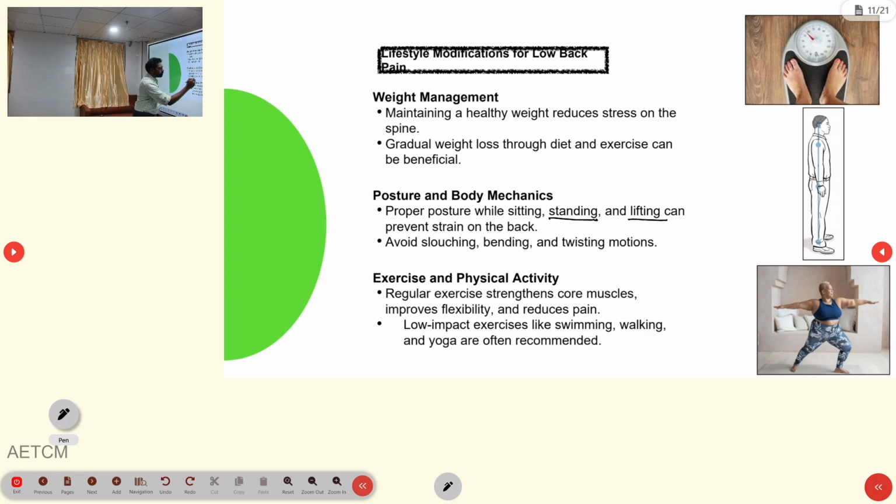So the most common problems that we usually see in people who sit continuously are slouching posture, bending too much, twisting motions, all this. So all this needs to be corrected. And exercise and physical activity. Regular physical exercise strengthens the core muscles, so it improves flexibility and reduces pain. So we can also ask them to do low impact exercises like swimming, walking, yoga, all this.